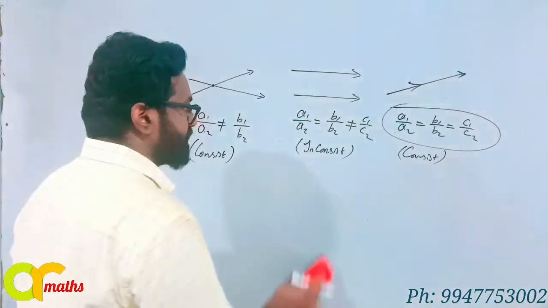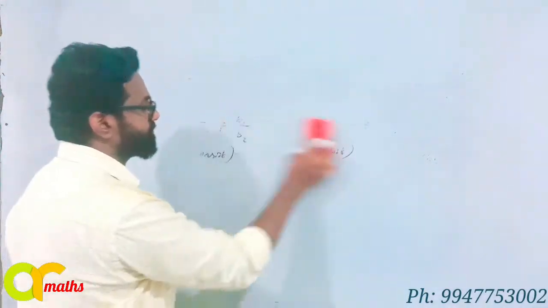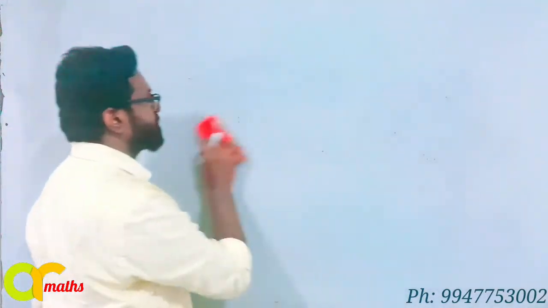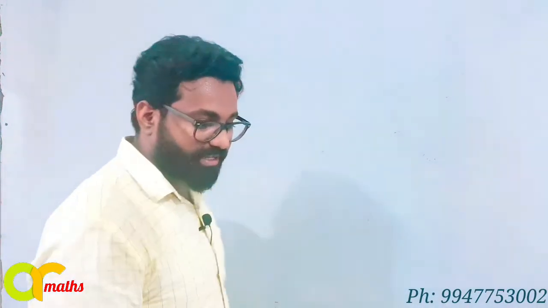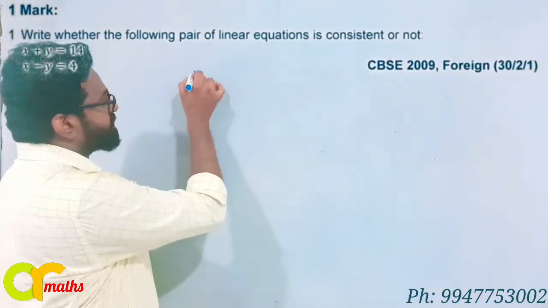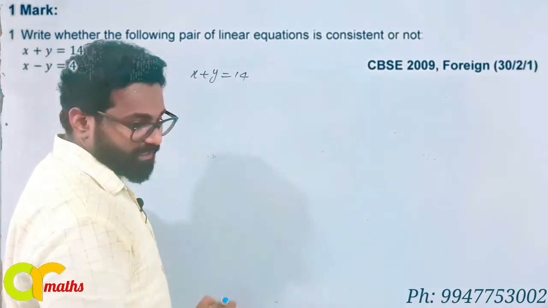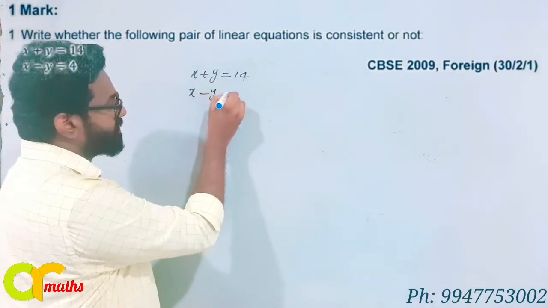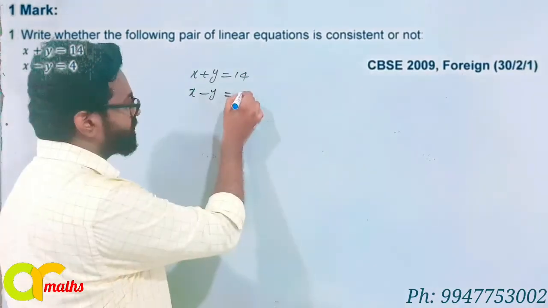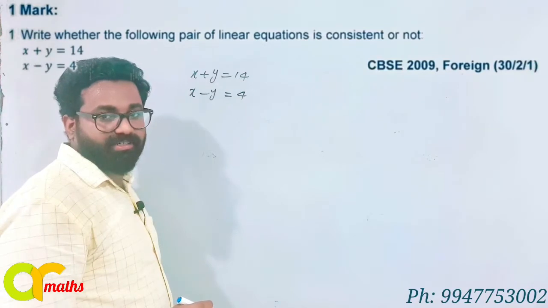So let's see one question. Our first question is: write whether the following pair of linear equations is consistent or not. The equations are x plus y equal to 14 and x minus y equal to 4. This question was asked in CBSE 2009.